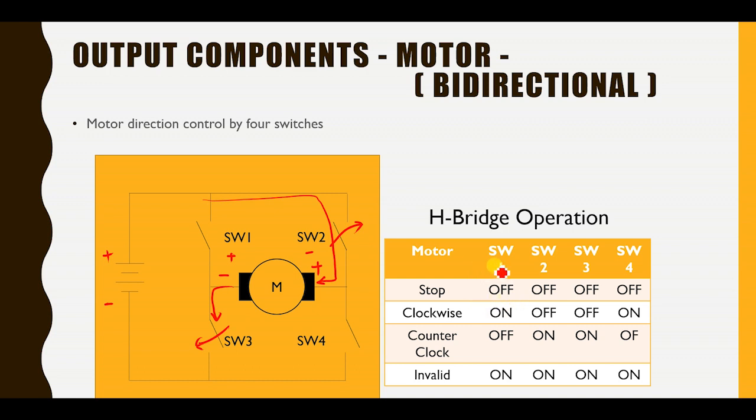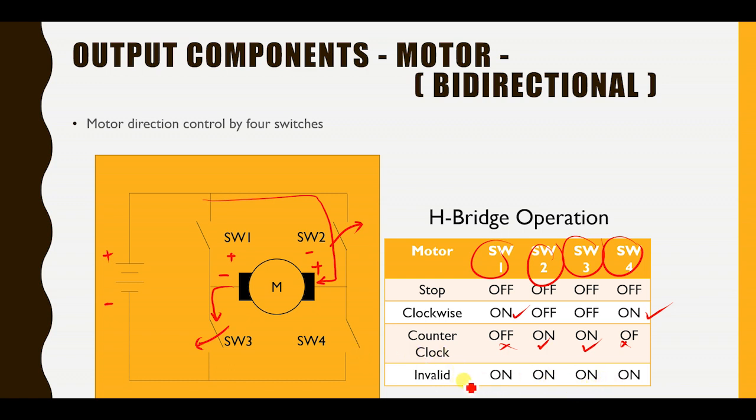In this case you have switch 1, switch 2, switch 3, and switch 4. So this is like a truth table. Like I mentioned just now, clockwise is when switch 1 is on and switch 4 is on, whereas the rest are turned off. Counterclockwise, switch 2 is on and switch 3 is on and the rest are off. And if all of them are turned on, then it's an invalid operation.